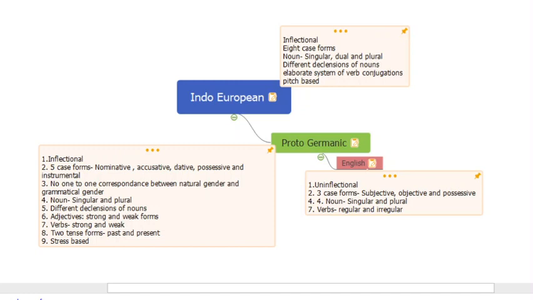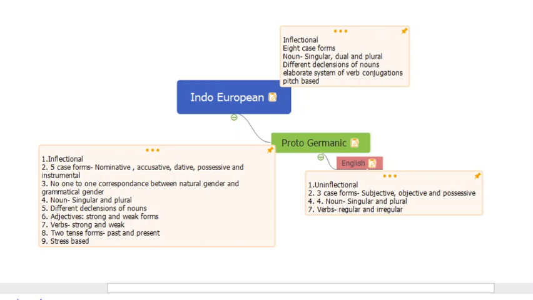The Germanic languages inherited the inflectional system of the Indo-European parent language, though they are not as highly inflected as the parent language. So what do we mean by this inflectional system? Inflectional system is that in which the word order is not important. So Indo-European and the Proto-Germanic belong to the inflectional system of languages wherein the word order is not important.